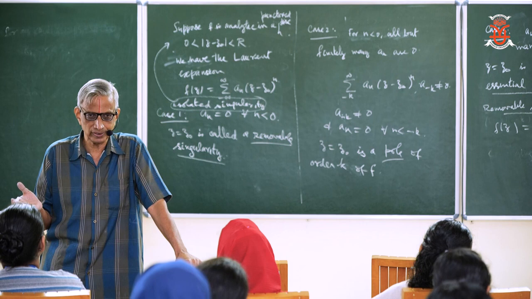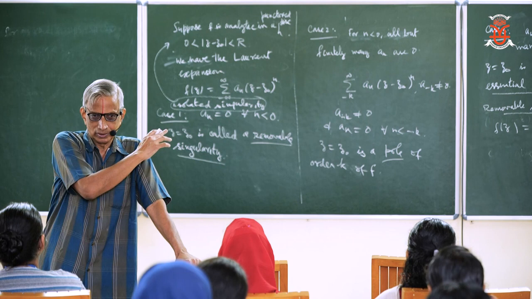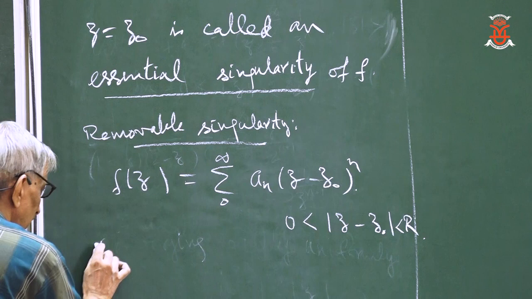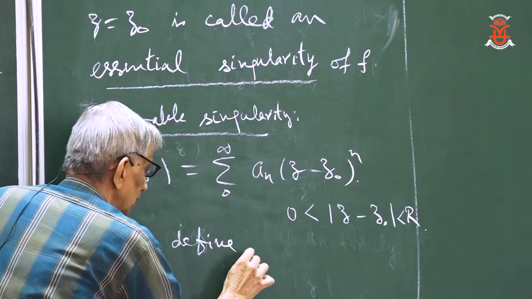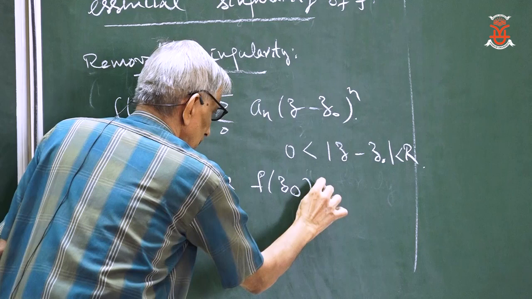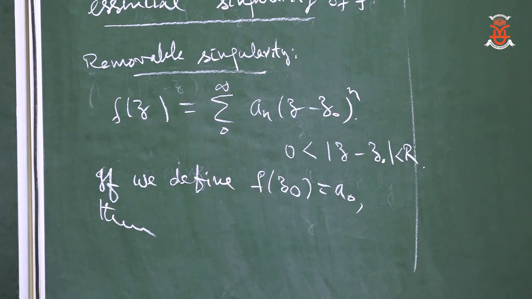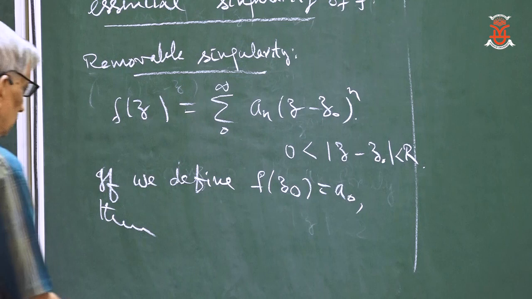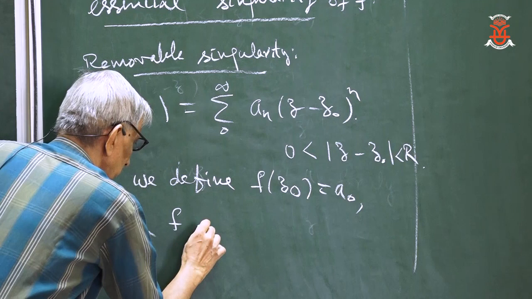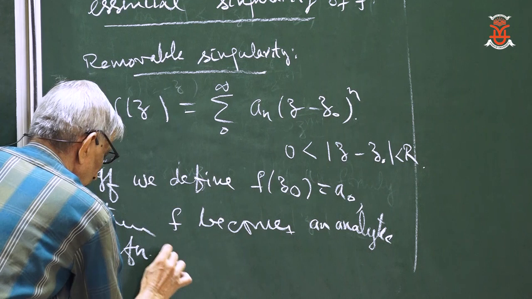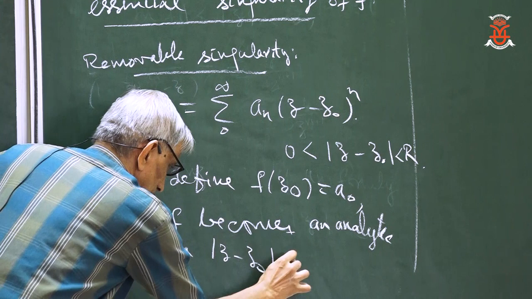How do you define f of z naught? Just define it as a naught, the zeroth coefficient there. Okay, so f is defined by the series in the punctured disk. So if we define f of z naught equal to a naught, then in other words, we are extending the definition of f from the punctured disk to the whole disk by defining it at the center. The redefined function f becomes an analytic function in mod z minus z naught less than r, including at z naught.